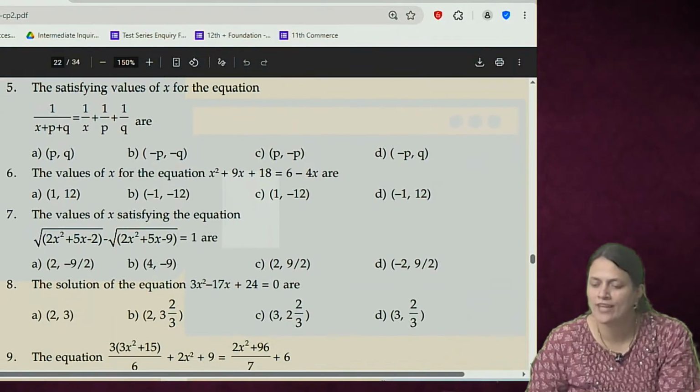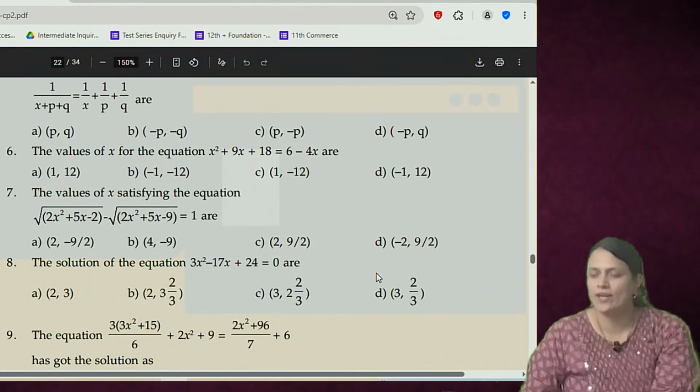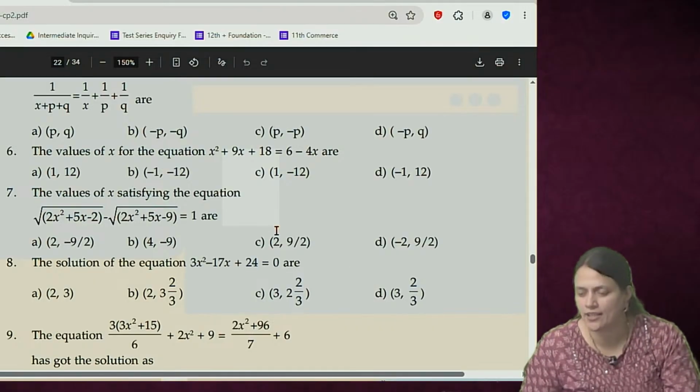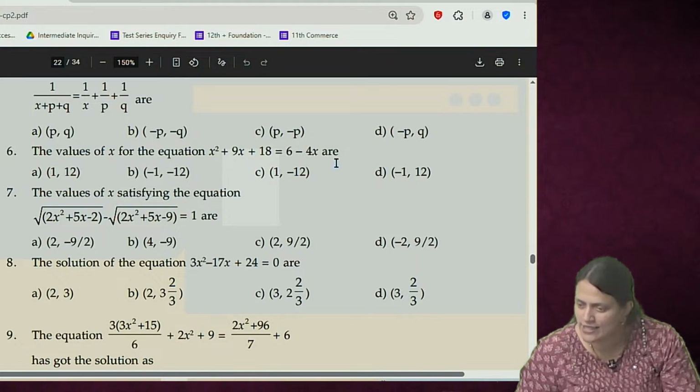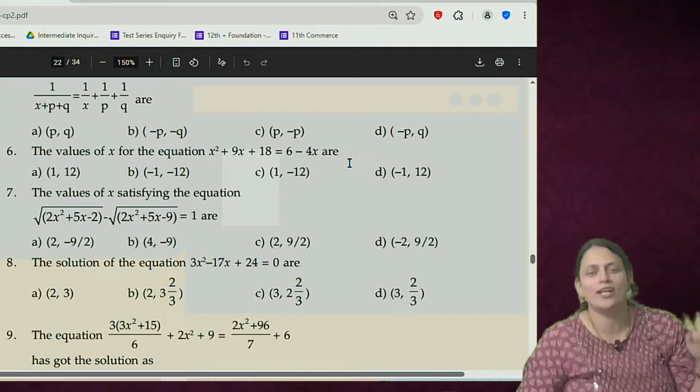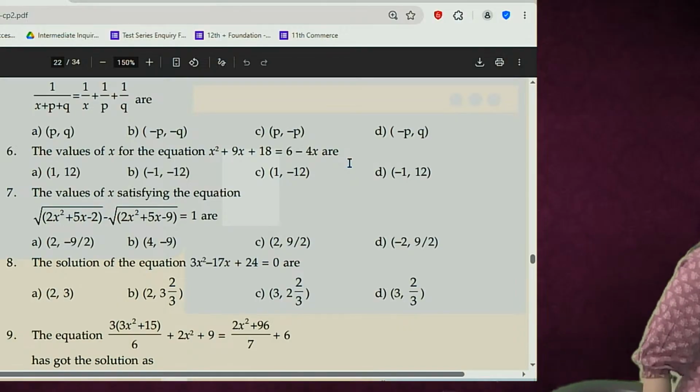Next, find the values of x for the equation x square plus 9x plus 18 is equal to 6 minus 4x. Find out the value of x. Now this everybody can do. Question number 6, every one of you can do. Show me, I am going to check. Good. 7th also, try by the method of substitution.